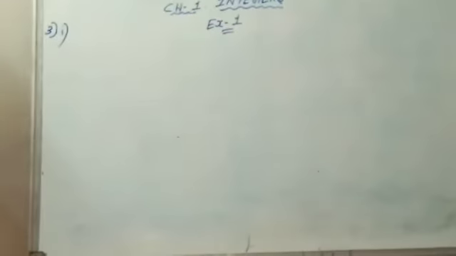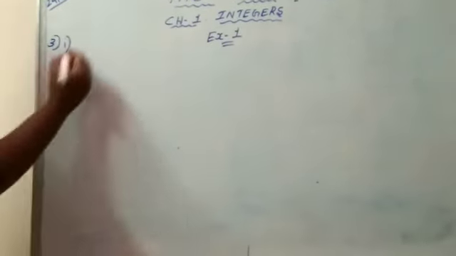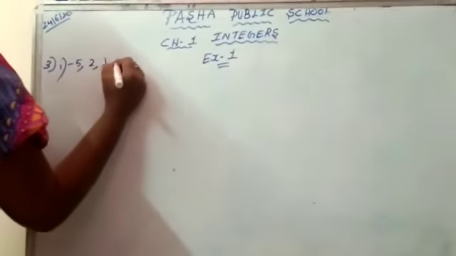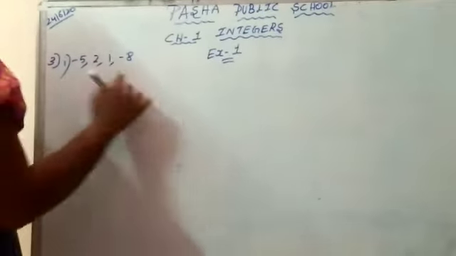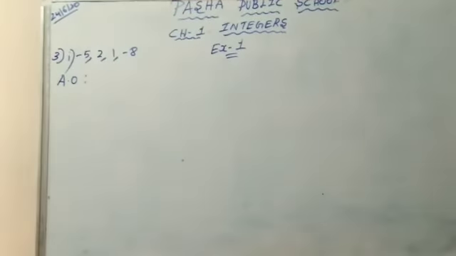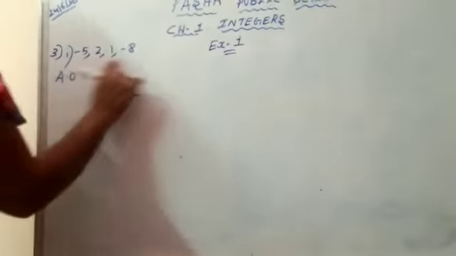Third bit first. What is the third bit? Write the following integers in ascending order, smallest to biggest. Here they gave some numbers: -5, 2, 1 and -8. This should be arranged in ascending order. Ascending order means small to big. Small to big means first you need to write your smallest number.